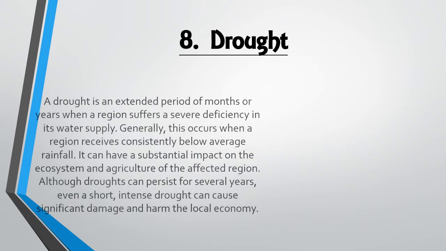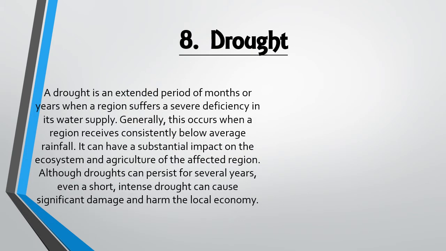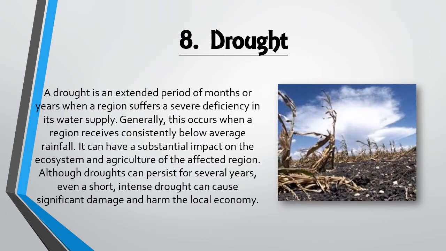Eighth, drought. A drought is an extended period of months or years when a region suffers a severe deficiency in its water supply. Generally, this occurs when a region receives consistently below average rainfall. It can have a substantial impact on the ecosystem and agriculture of the affected region. Although droughts can persist for several years, even a short intense drought can cause significant damage and harm the local economy.